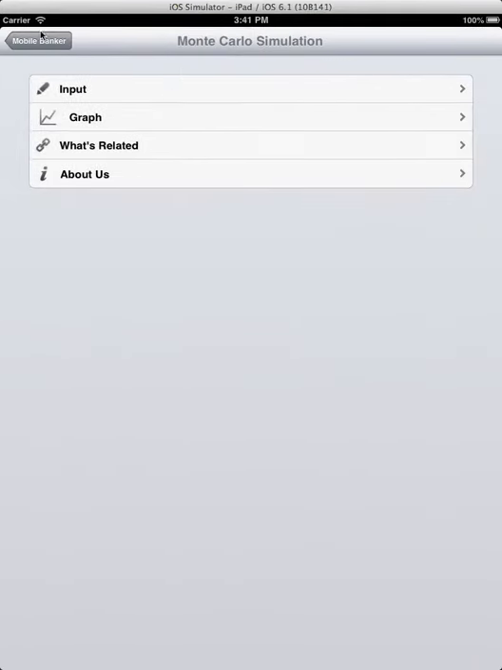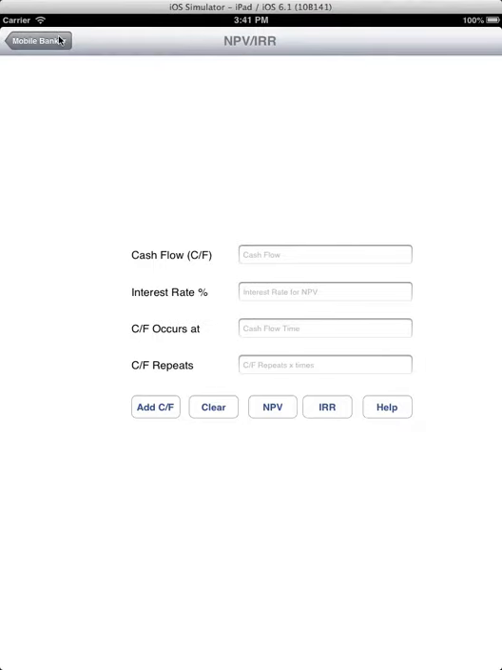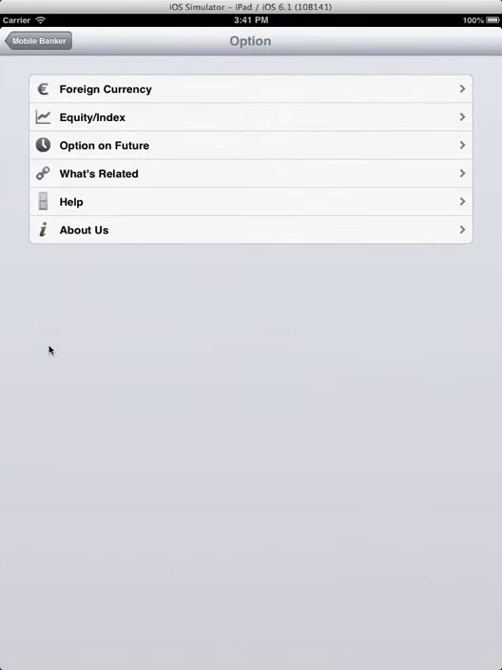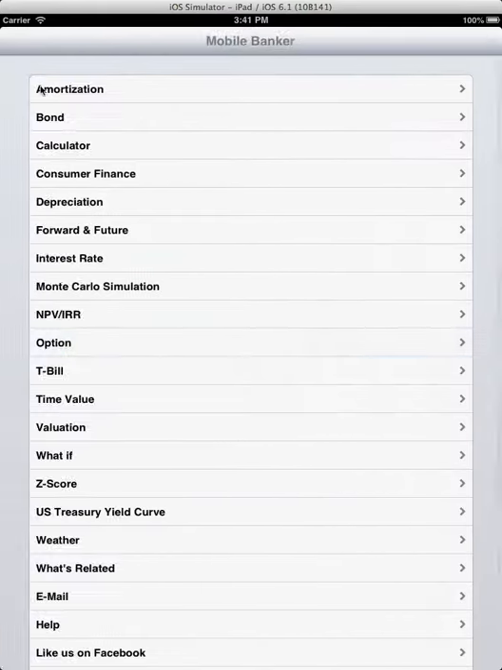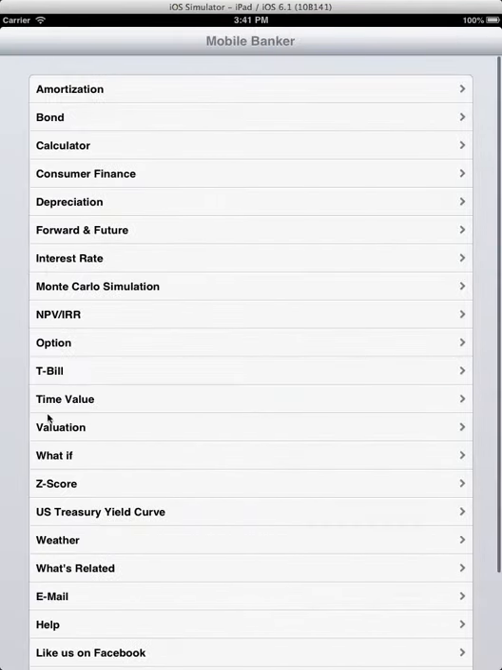covers Monte Carlo simulation, covers NPV IRR. You can calculate an NPV and IRR of any series of cash flows. It covers options, foreign currency option, equity or index option, option and future, and it covers T-bill and time value.